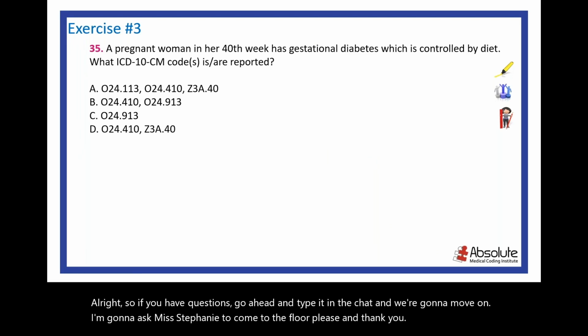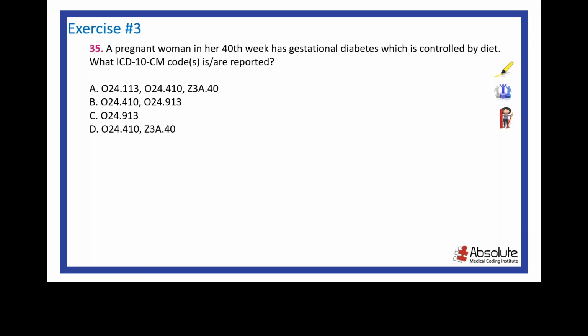A: O24.113. B: O24.410, Z3A.40. C: O24.913. D: O24.410, Z3A.40. A pregnant woman in her 40th week has gestational diabetes, which is controlled by her diet. What ICD-10-CM codes are reported? Your time begins now, 2.5 minutes.